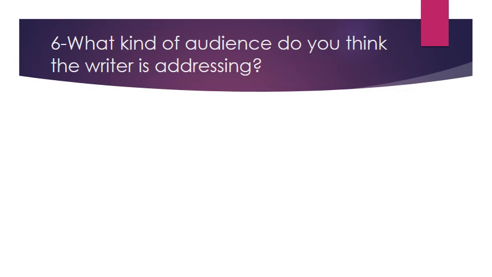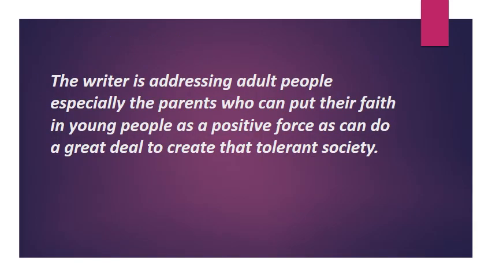So the audience is the reader of the essay, the target group of readers the essay was intended to reach. And here the audience are especially the parents, who have a crucial role in building a harmonious society. Why is the writer addressing adult people, especially the parents? Why are they the audience of the writer? Because they have a crucial role in building that tolerant society.